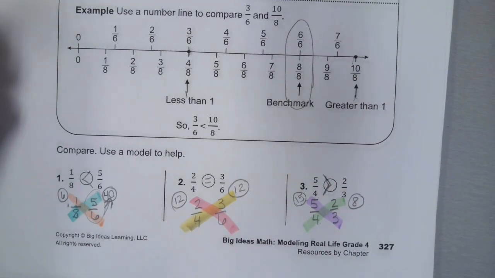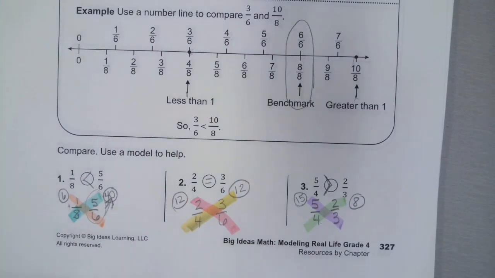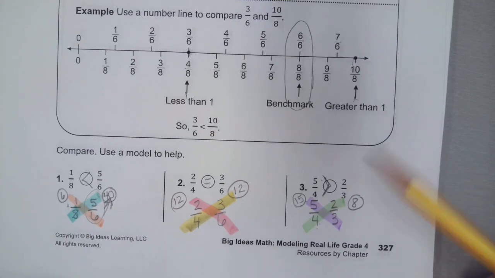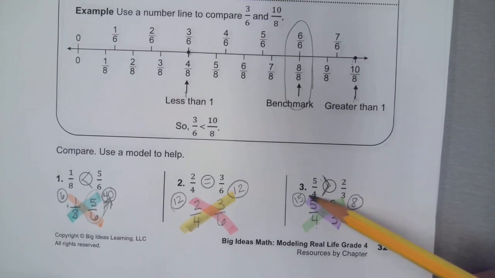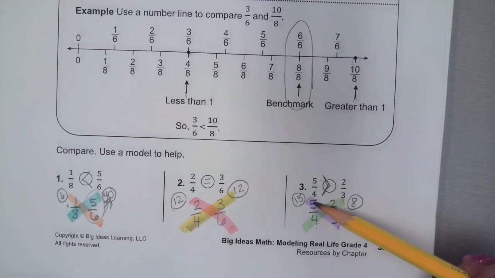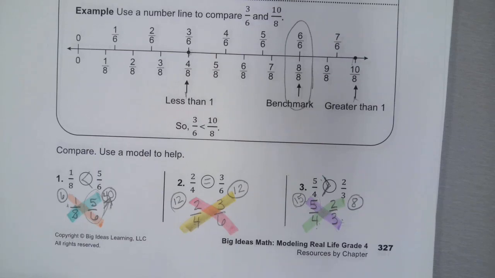Wait, why'd you make it 5 times 3 when it was 5 over 4? Because 5 times 3, you got to cross multiply. Yeah, you have to do it diagonally. You don't multiply the numerator and denominator. You multiply the numerator times the opposite denominator. Yeah, it's all good. All right.